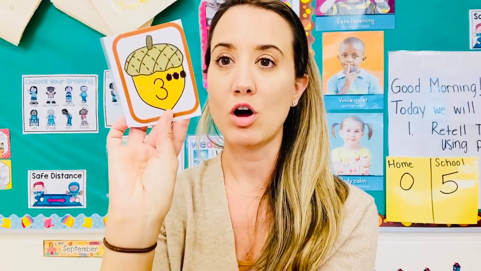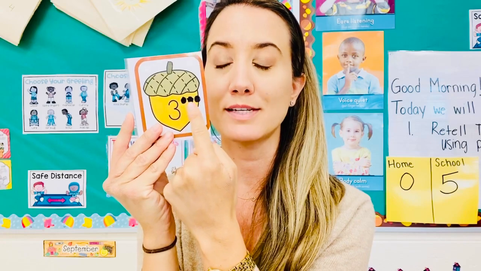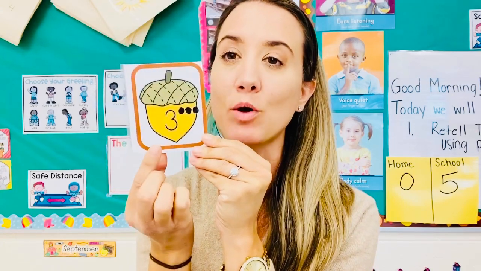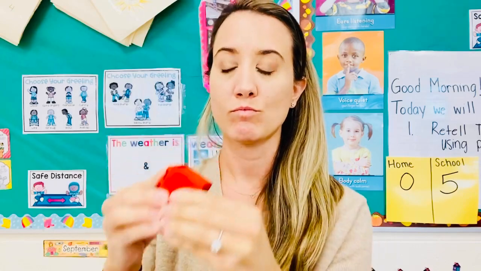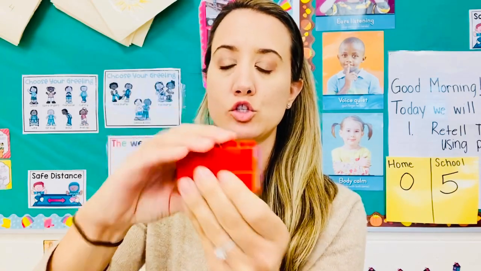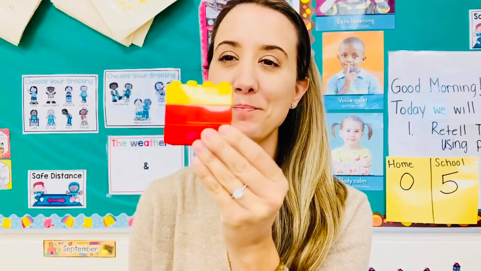Next, you're going to take your numeral cards and lay them face down, and you're going to have your child draw a number, and you're going to see if they can recognize the number, and if they can't, count the dots that represent the numeral, and say, let's make a tower with this many blocks. So we're going to make a tower with 3 blocks. So 1, 2, and 1 more, 3.